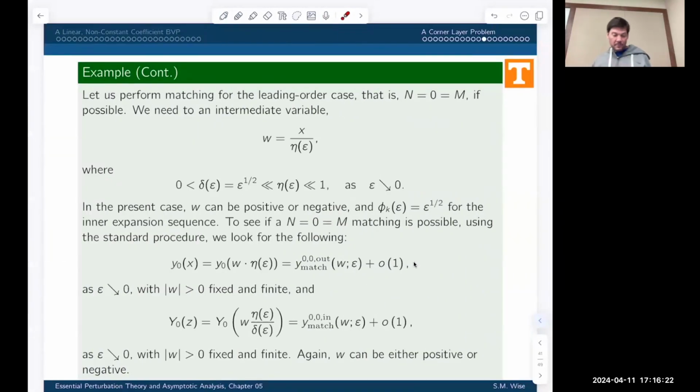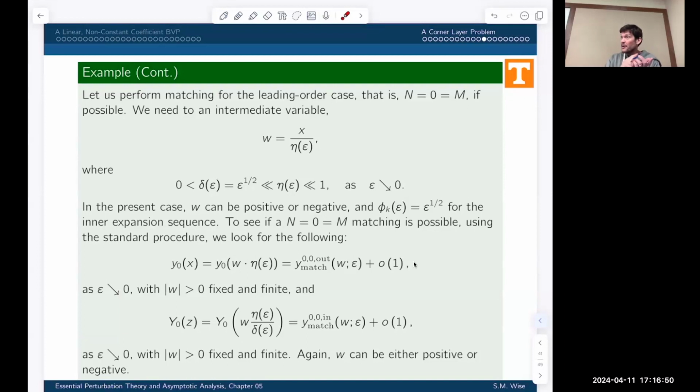All right, let's perform the matching for the leading order case and see what happens. Because our boundary layer, or our corner layer in this case, is at zeta equals 0, this is what we're going to set as the intermediate variable. But the difference here is that you need to keep this in mind: both z and w could be positive and negative, not simultaneously, obviously, but could be positive or negative.